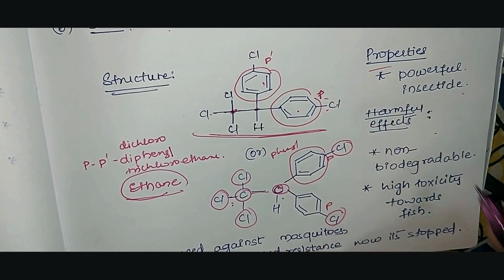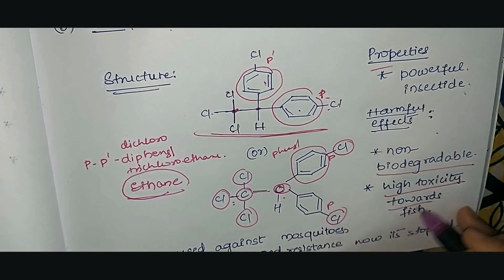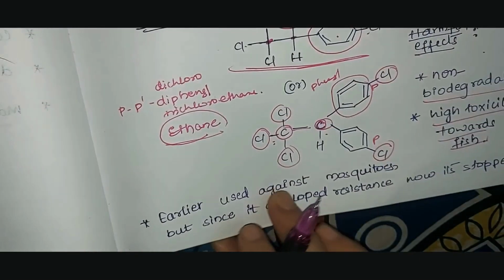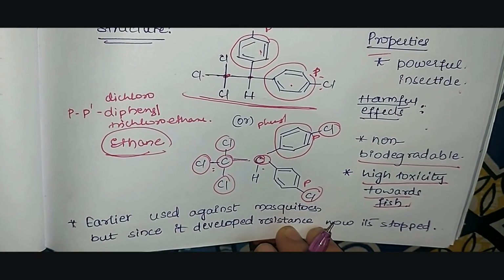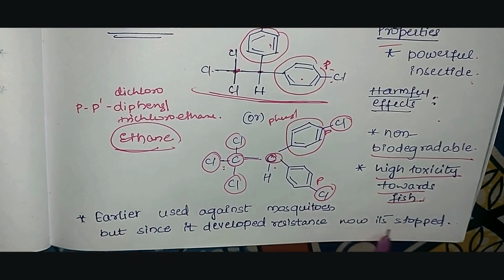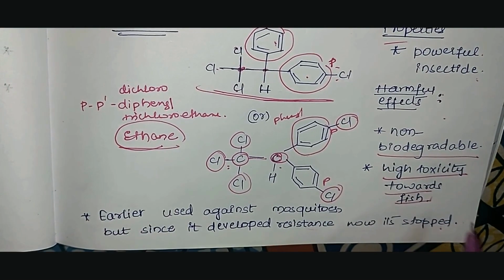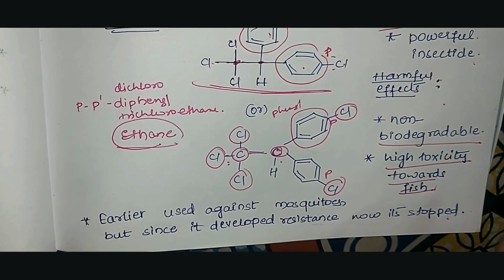And next, properties: it is a powerful insecticide. Harmful effects: it is non-biodegradable, with high toxicity towards fish. Earlier it was used against mosquitoes, but since they have developed resistance, now it has been stopped. So it is almost banned in a few of the countries.